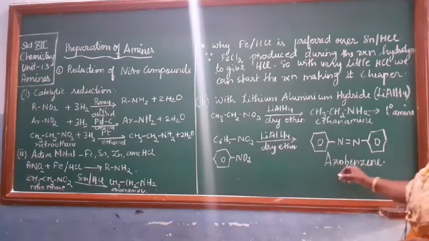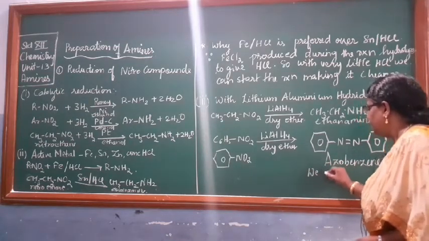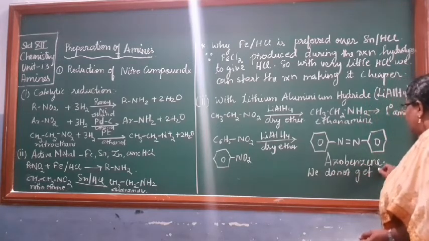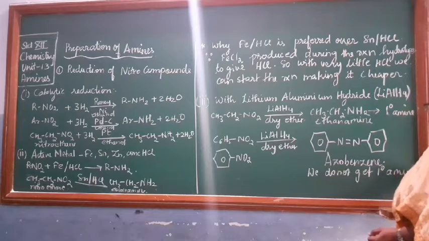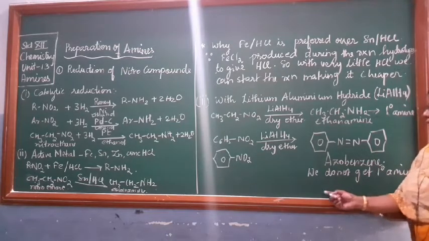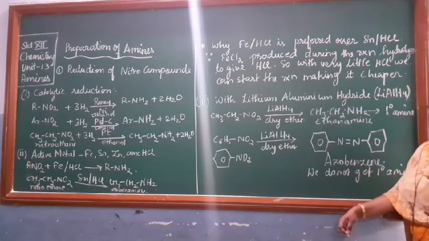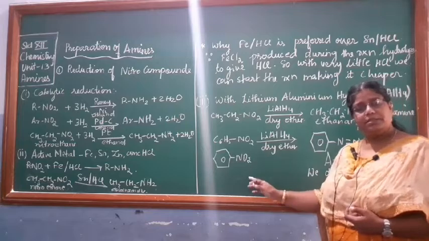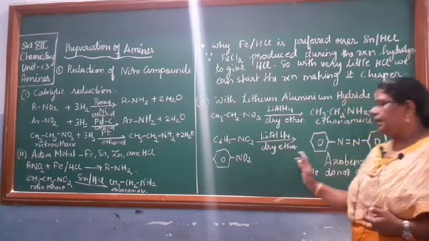So here we do not get primary amine. Okay, we do not get primary amine. ठीक है, प्राइमरी अमाइन नहीं मिलता हमें यहाँ पे, हमें जो मिलेगा वो है azobenzene. Usually we will be expecting the nitro group to be reduced to NH2, but that does not happen.